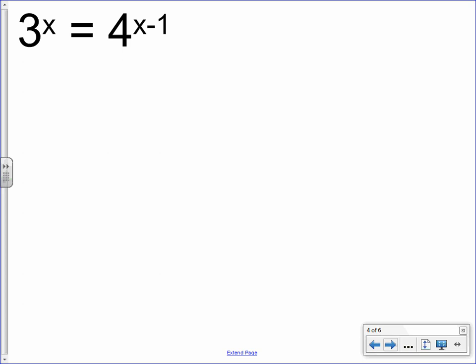Okay. What is the issue here? The bases are different. Is there any way for us to write those bases the same? If it was 2 and 4, that'd be cool, right? But 3 and 4, they don't have anything in common, do they? Well, we make it.